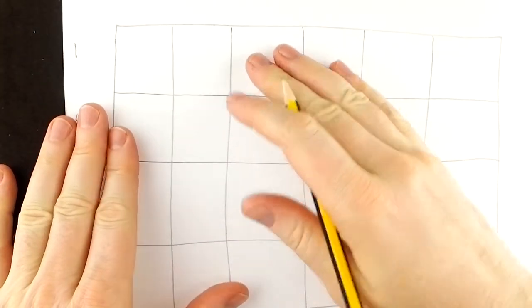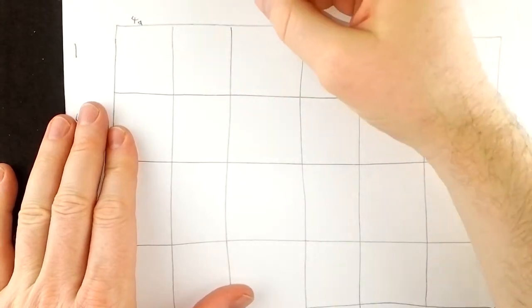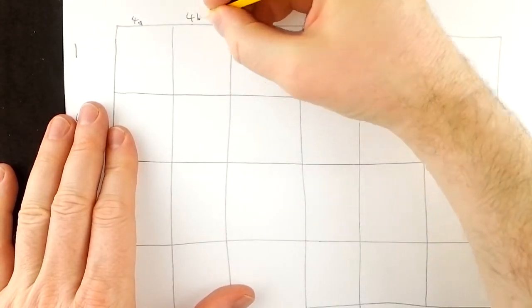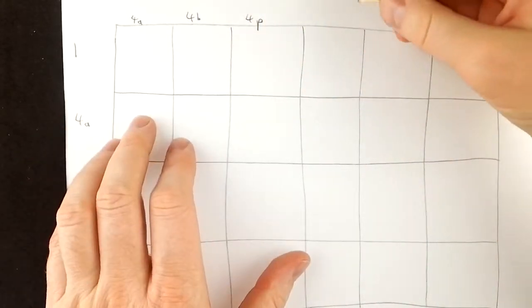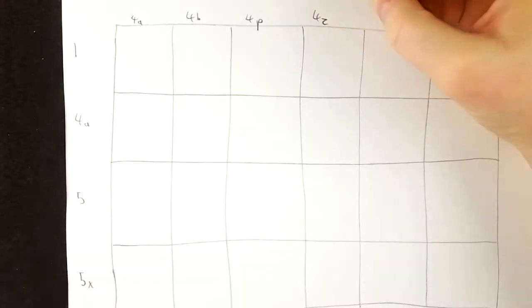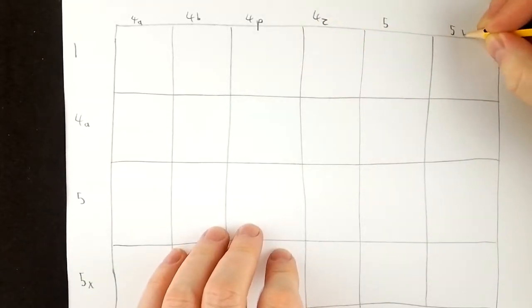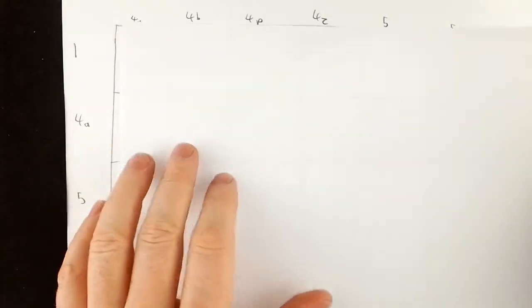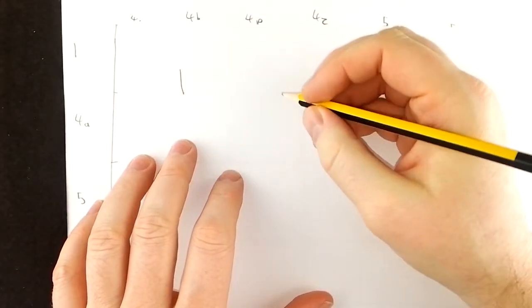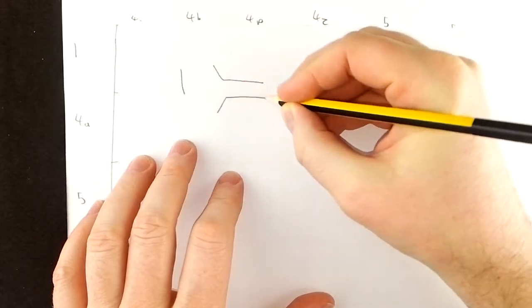So take your time, it's a little hard. This is for A. This is for B. This is for P. This is for Z. This is 5. And this is 5x. Now, these things have pictures that go with them. So 1 for stacks is mostly like this or like this.